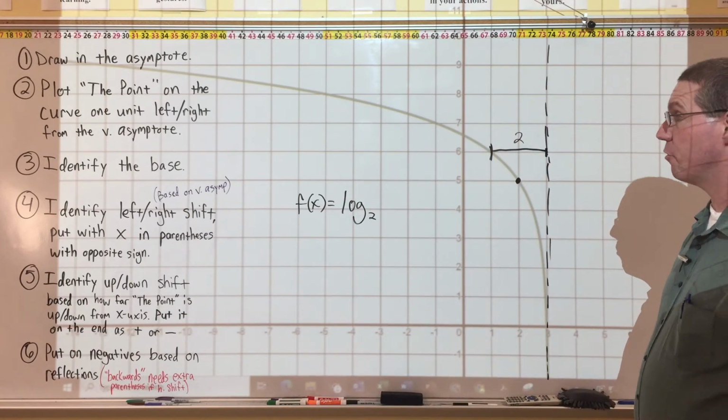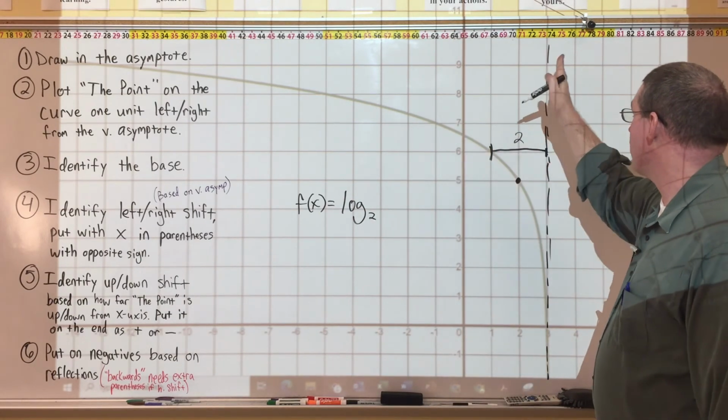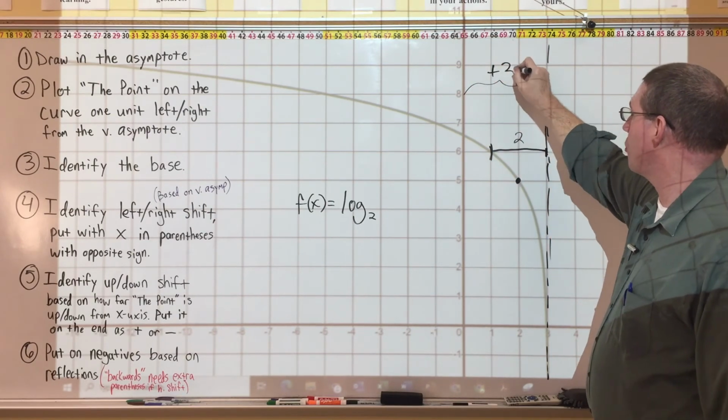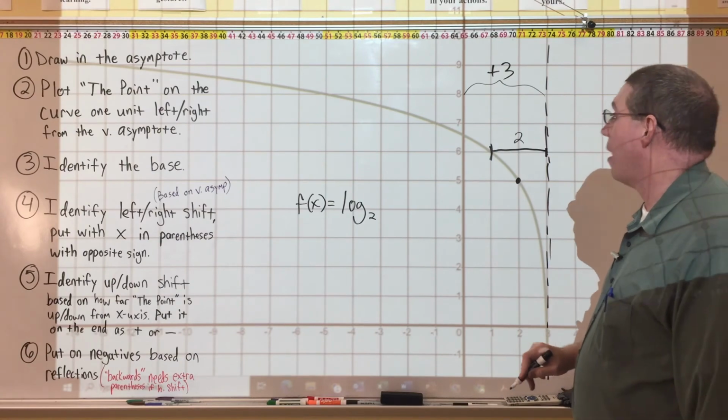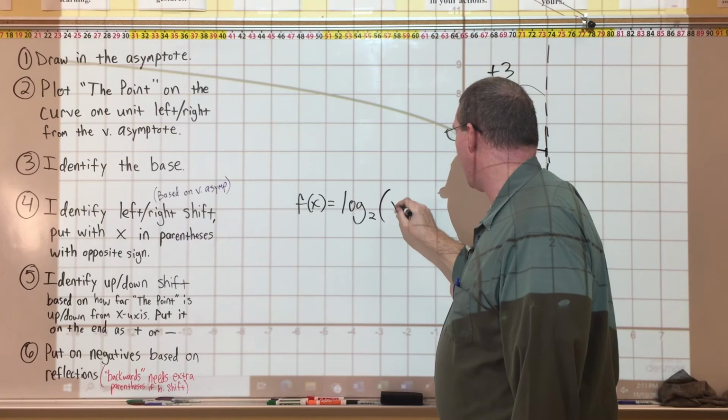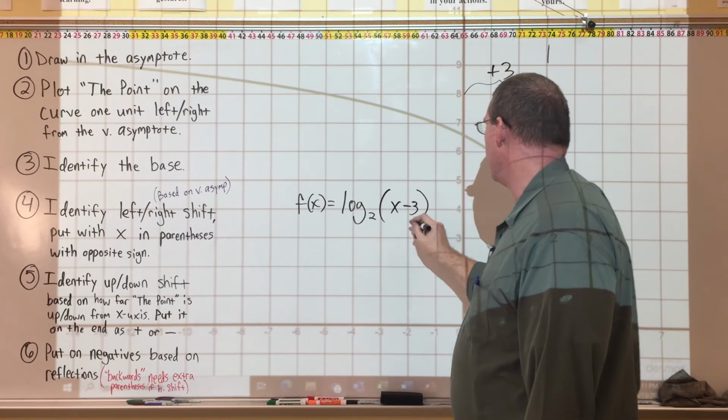Now I want to identify the left or the right shift. Here's the y-axis. Here's the vertical asymptote. The distance between the two looks like a +3 shift. Okay, so that means I'm going to reverse the sign. -3. It's going to go along with the x. It's going to be x minus 3.